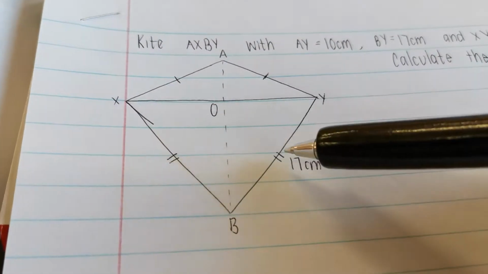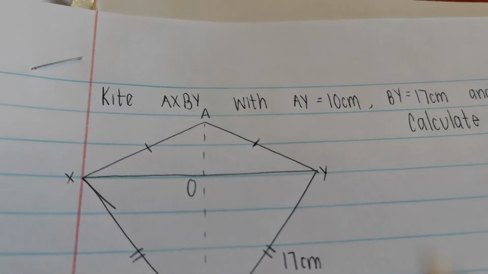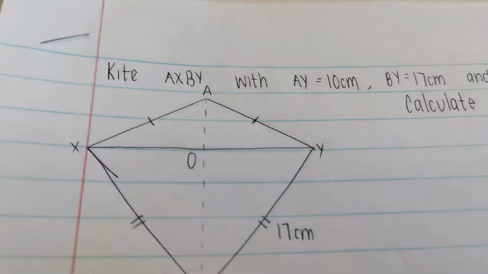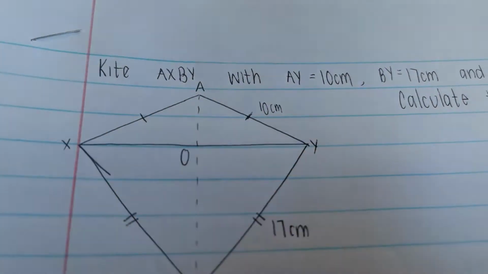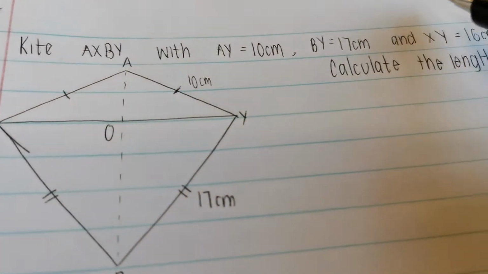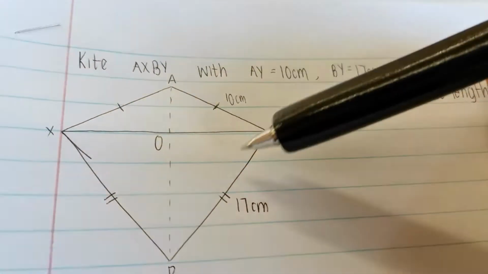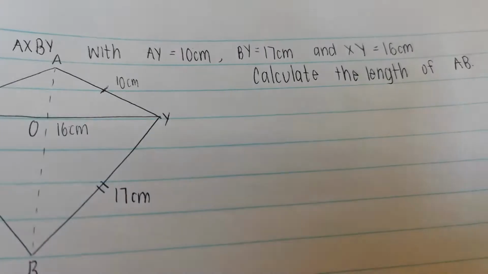And we know that the side and the side are equal to each other. So it says that the kite, AXBY, has AY as 10 centimeters. I didn't fill that in. Let's fill it in, 10 centimeters for AY. BY is 17 centimeters. There it is. And it says that XY is 16 centimeters. Let's fill that part in over there. 16 centimeters. Right? It says calculate the length of AB.